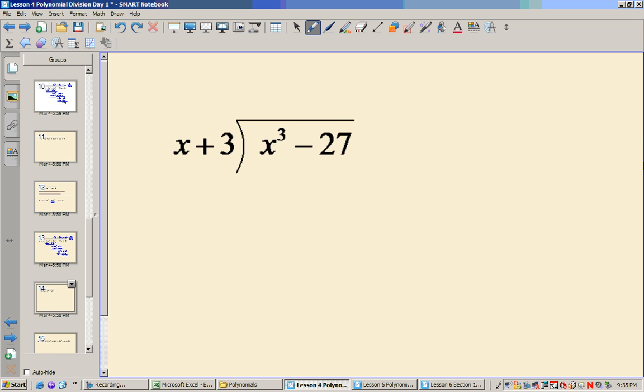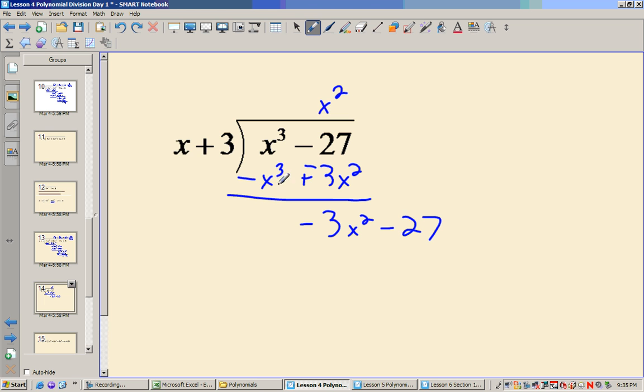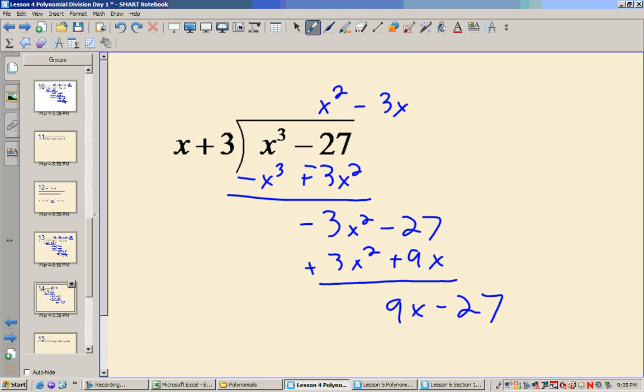So if x goes into x to the third, x squared times. So when I multiply this out, I'll have x to the third plus 3x squared. When I subtract it, we'll have negative 3x squared minus 27. Now what times x gives us negative 3x squared? The answer is negative 3x. When we multiply this out, we'll have negative 3x squared minus 9x. When I subtract, I'll change the signs. So that'll cancel out, and this would be 9x minus 27.